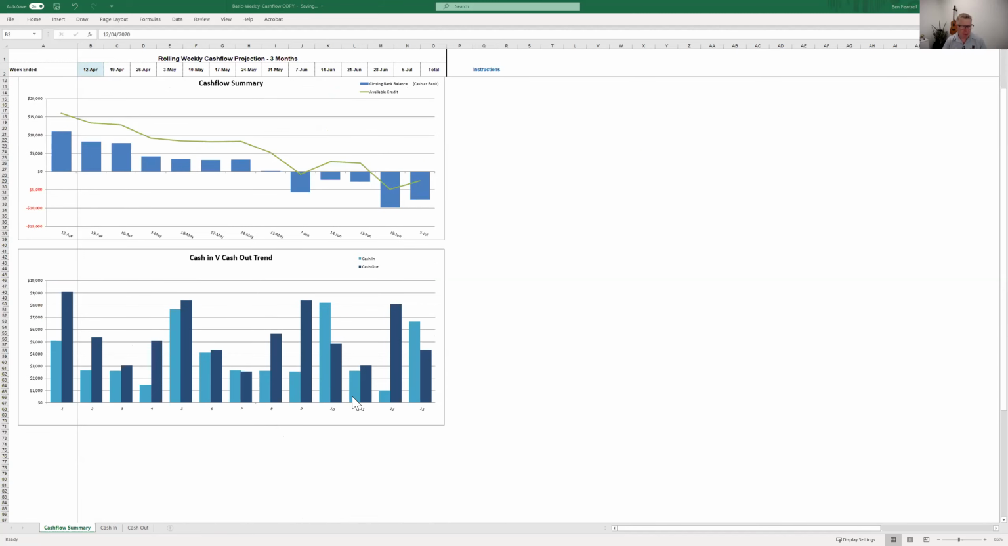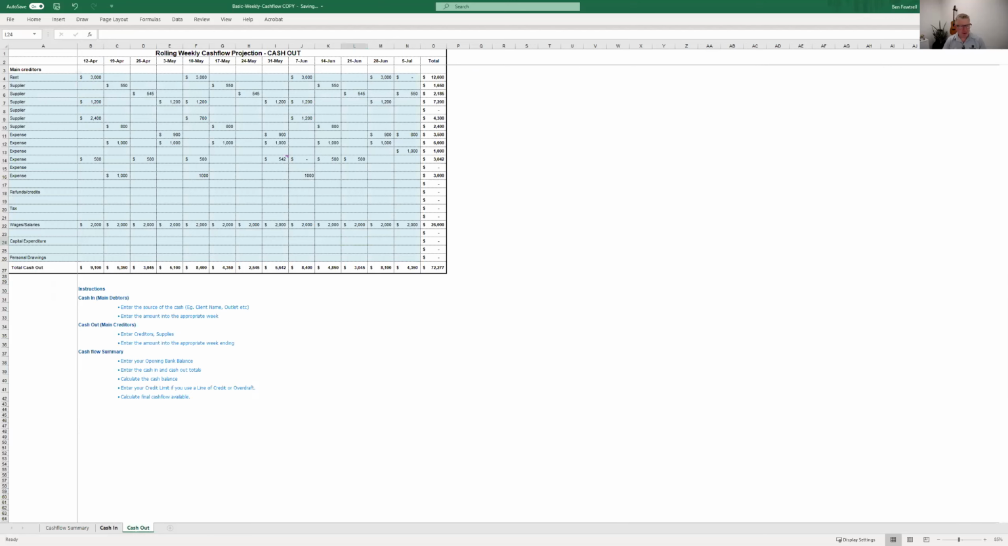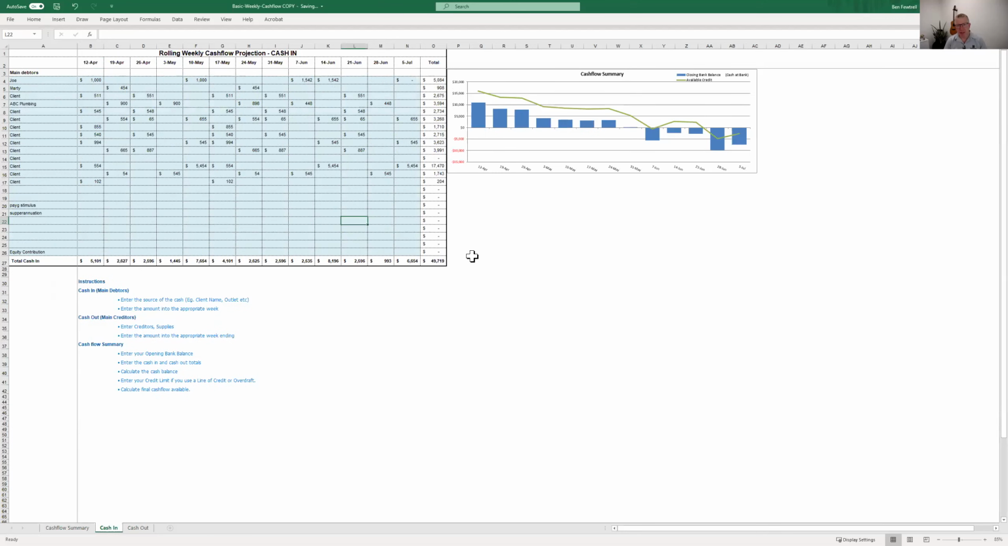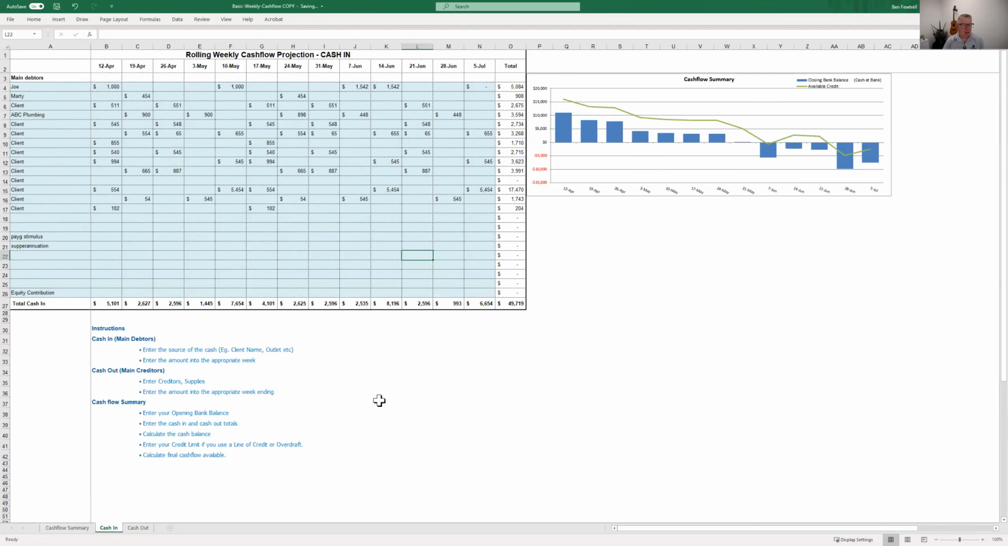Now, if we look down here, this gives us our cash out versus cash in trend. Doesn't really tell us a lot. It just tells us on some weeks we have a lot more cash going out than going in. Now, this information comes from these two down here. See these two different sheets down here. One is cash in and one is cash out. Now, it doesn't matter what page I'm on, I still get my graph. And I'm just going to zoom in to make it a bit bigger so you can see it better.